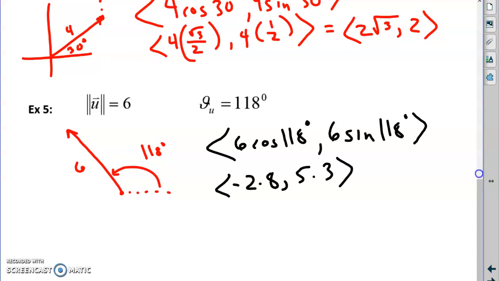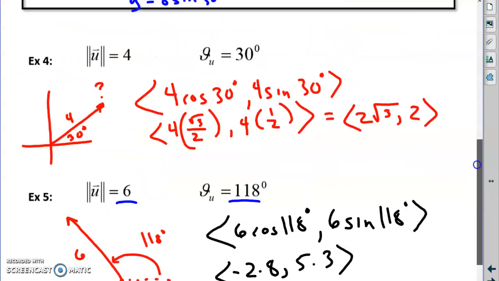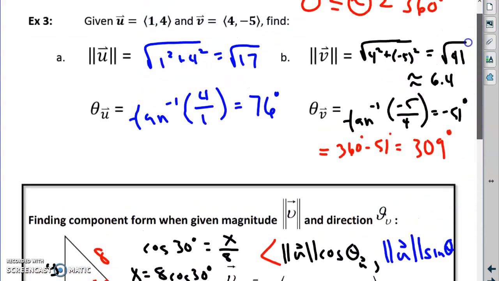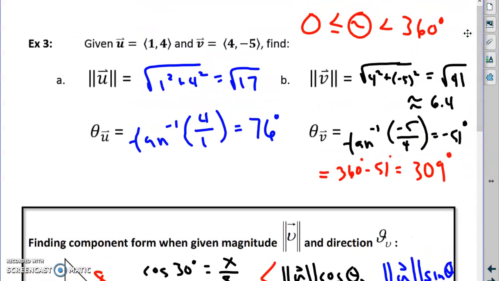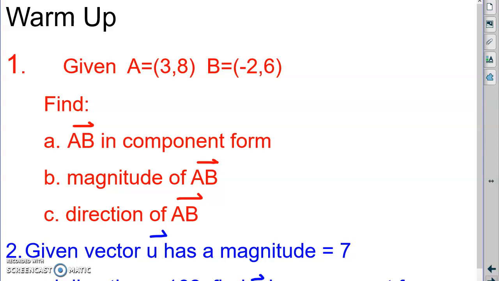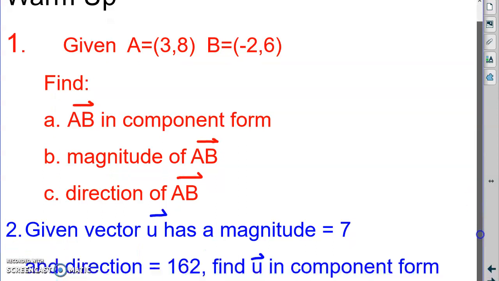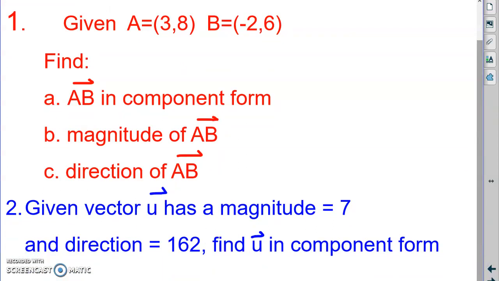So we now know how to start with magnitude and direction and to find component form. And we also knew beforehand the other way of how to start with component form, finding magnitude and direction. All right, let's move on a little bit, a little more vector work. We'll skip this warm-up.